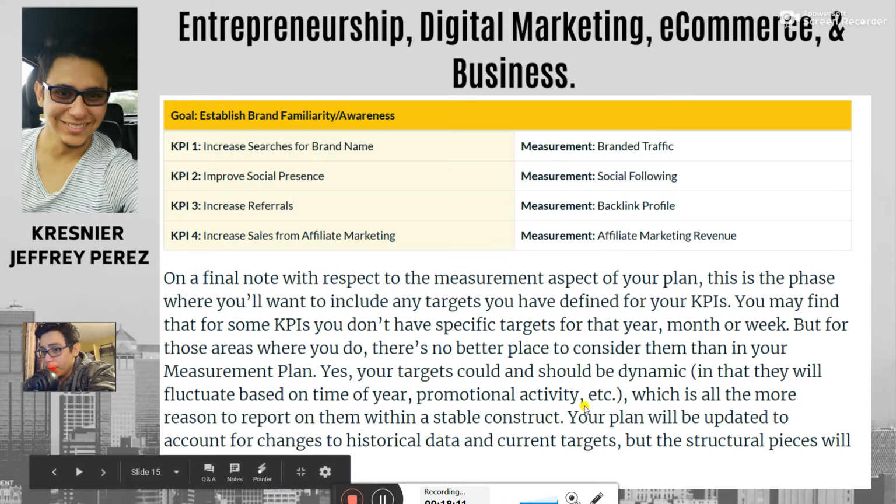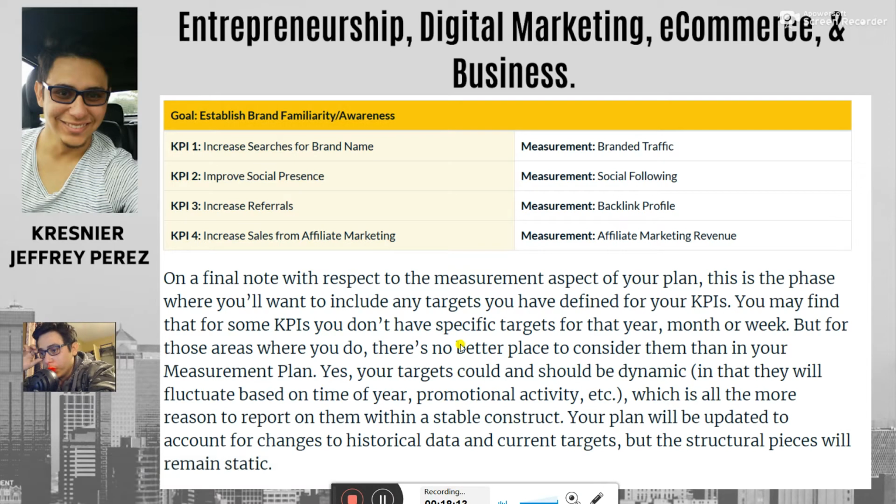Your plan will be updated to account for changes to historical data and current targets, but the structural pieces will remain static. What this is basically saying is that as you are building data, everything will be set up, but it will give you the dynamic ability to work with your data.